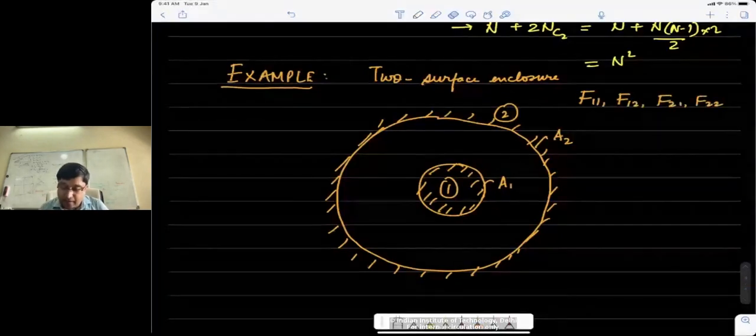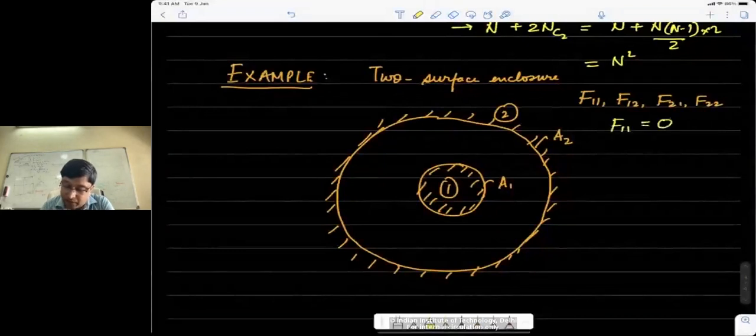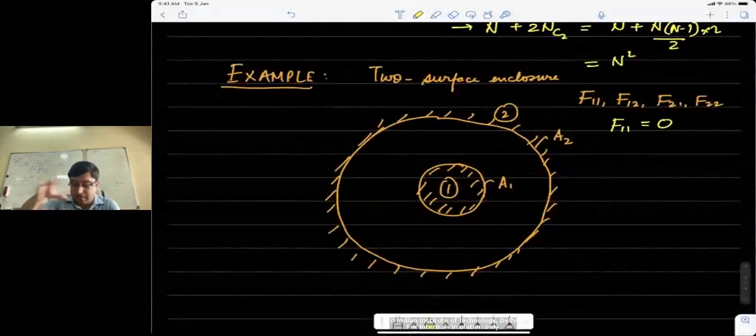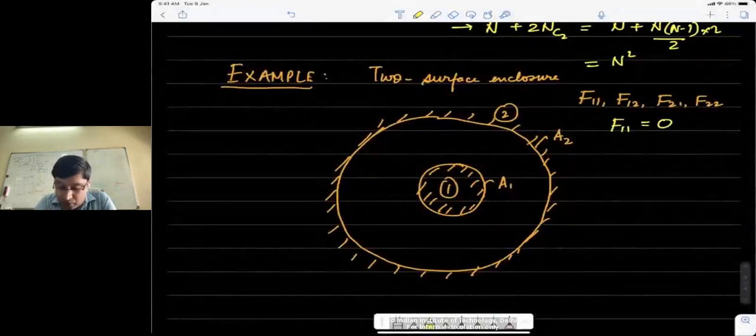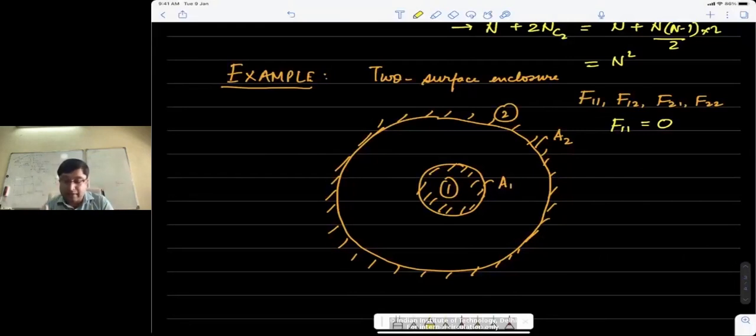So clearly F11 will be 0 because surface 1 is convex, it doesn't see itself. I hope you now understand what I mean by convex: this surface will always emit outwards, it will never receive its own radiation. So F11 will be 0. That means from the summation of all F's, F12 will be equal to 1, because F11 plus F12 is 1. So F12 will have to be 1.